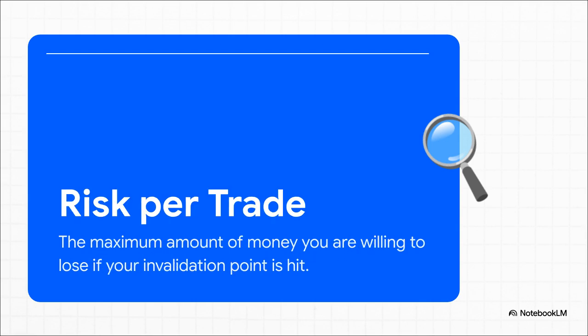So once you know where you're wrong, the very next question is, how much are you okay with losing if you get there? This is your risk per trade. And notice the order here. This is so important. You choose your maximum potential loss before you even think about how big your position is going to be. This is a total game changer.